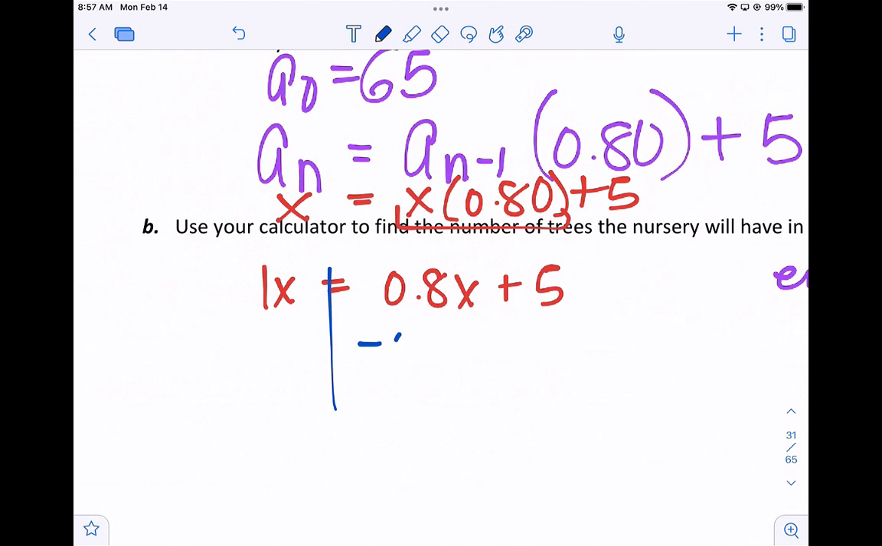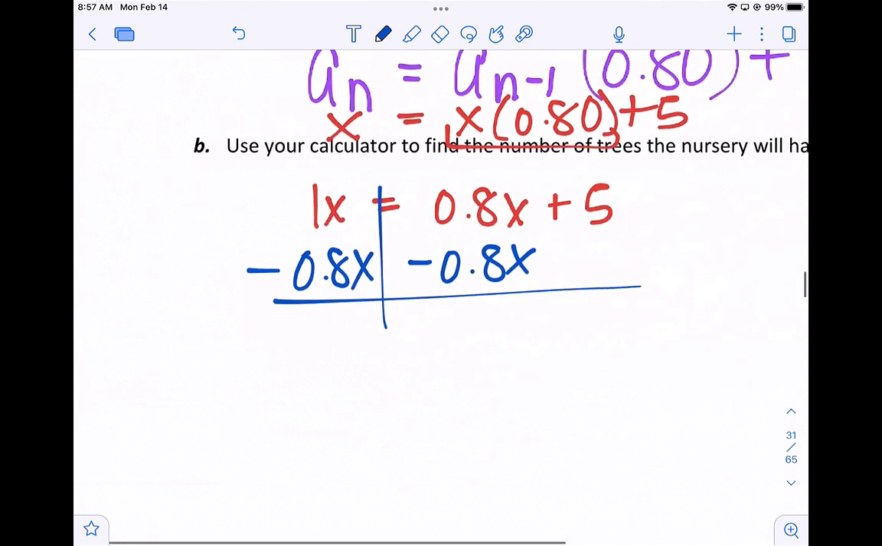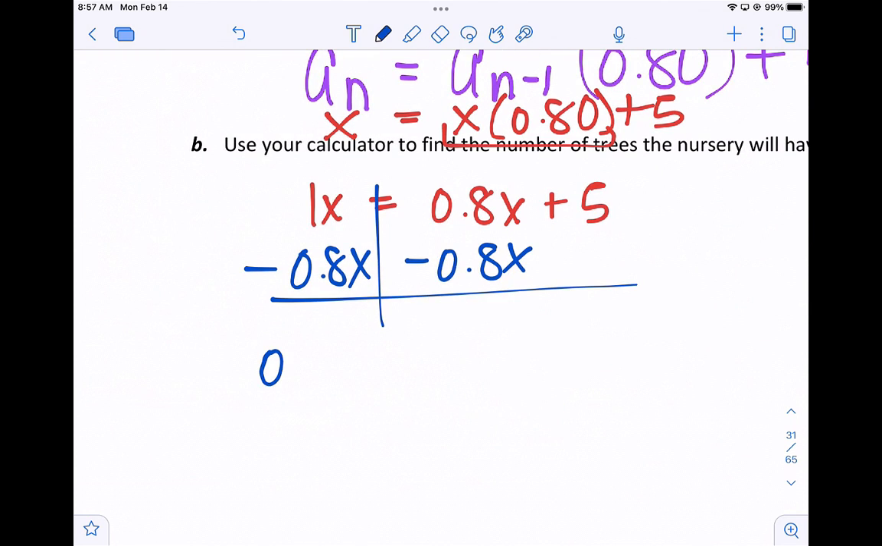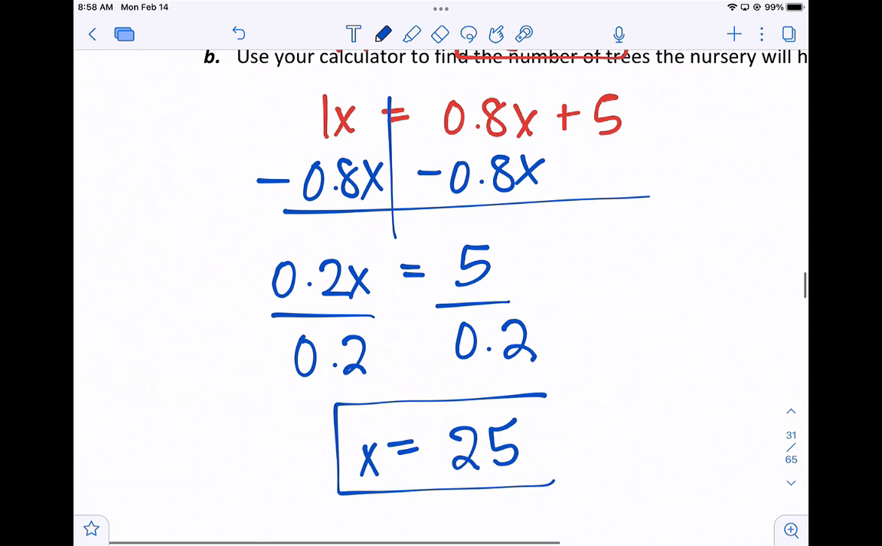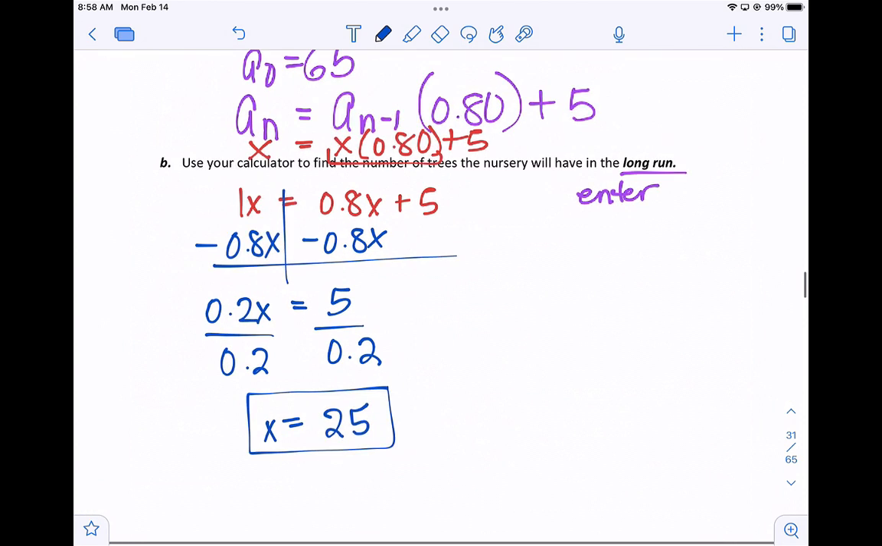So if we solve it algebraically, this is 1 minus 0.8. It's like $1 minus 80 cents, and that'll be like 0.2 or 20 cents. And then to get rid of the 0.2, it's being multiplied, we'll divide it. And when you do that, you can actually get the limit when 1 year equals the year before it by setting them equal to x, and we can see that either way we get 25 trees in the long run. So whichever way you prefer, if you like solving it algebraically or typing it into your calculator and hitting enter, in a shifted geometric you will have a limit, it will level off.